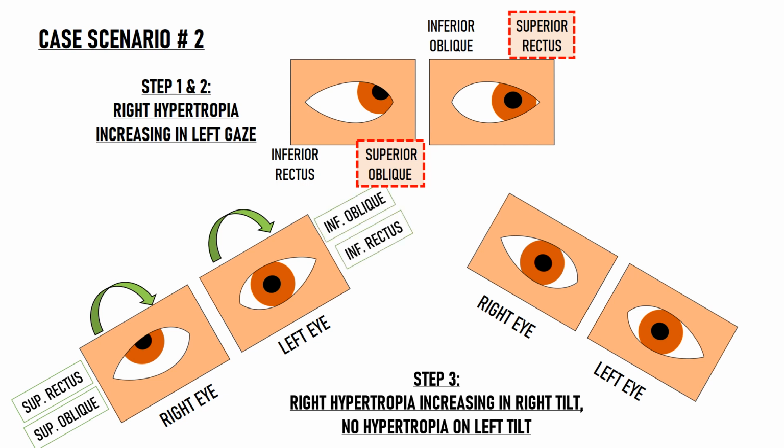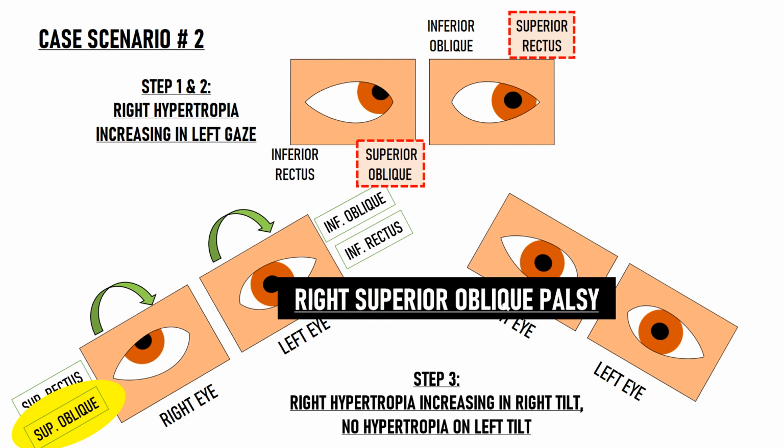By step 2, we had to make a choice between two muscles, right eye superior oblique and left eye superior rectus. As we can see, only right eye superior oblique is active in right head tilt, which makes it the muscle responsible for hypertropia. Therefore, our patient with right eye hypertropia increasing in left gaze and right tilt has right eye superior oblique palsy. First case was left eye inferior oblique palsy. Our second case was right eye superior oblique palsy.